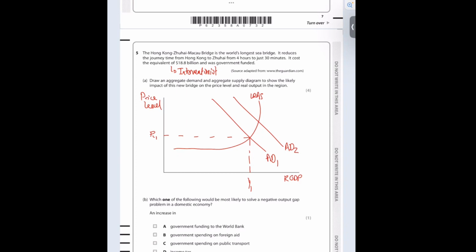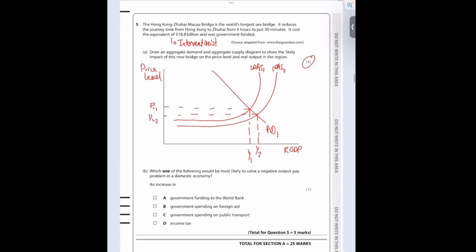And I would get the marks for doing that. But I'm not going to do that. Instead, I'm going to draw LRAS shifting outwards because I just mentioned that it's a supply side policy. So we've got an increase in the productive potential of the economy. And then I could just draw Y2, and I'd show that I'm getting economic growth. At the same time, there's also an equivalent fall in the price level. And that would get me all 4 marks. But I could do either one. I could go for the AD curve shifting outwards, but I've decided to go down the other route instead.